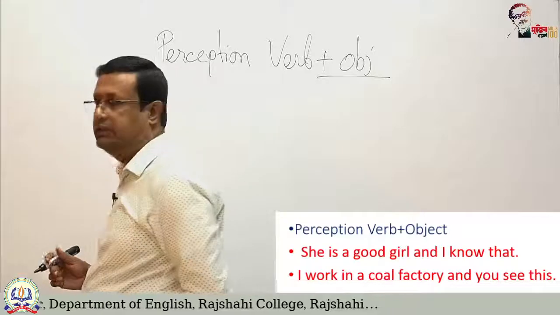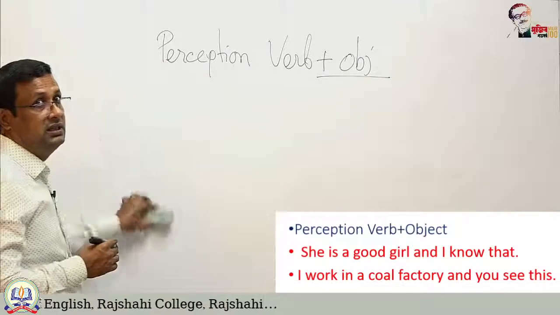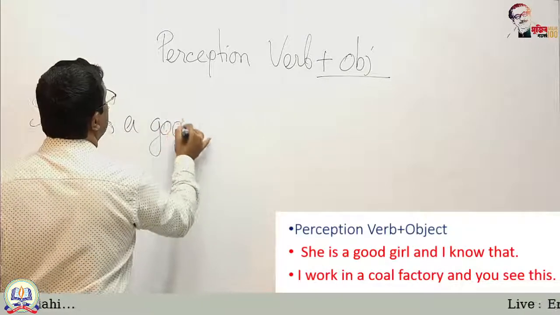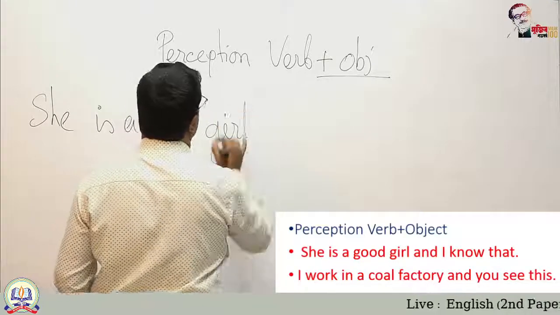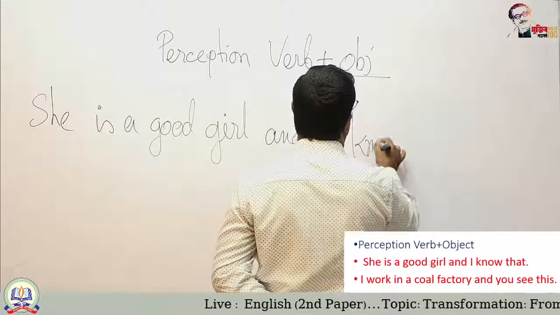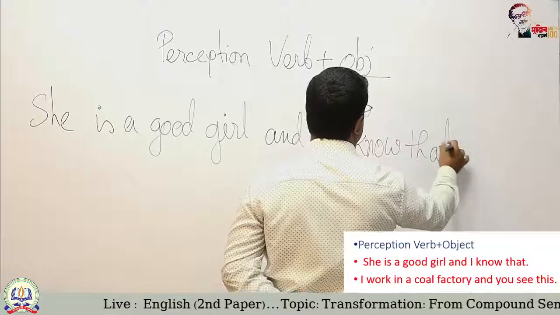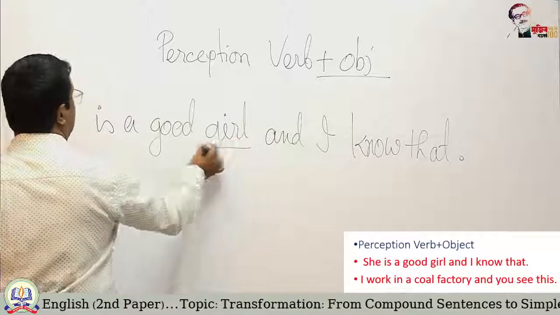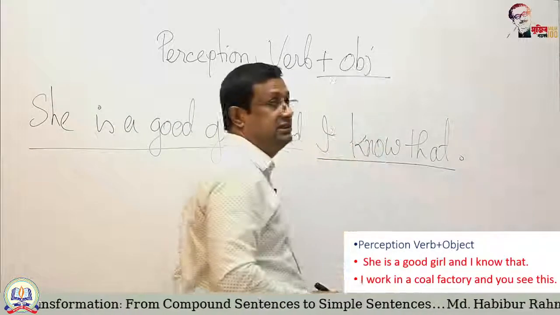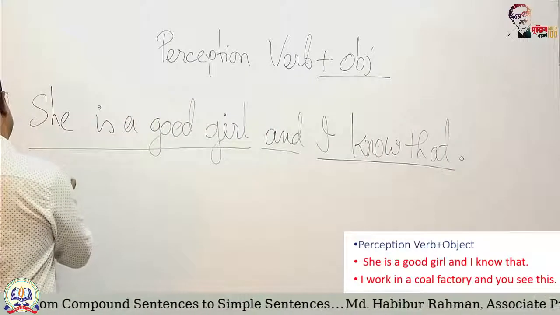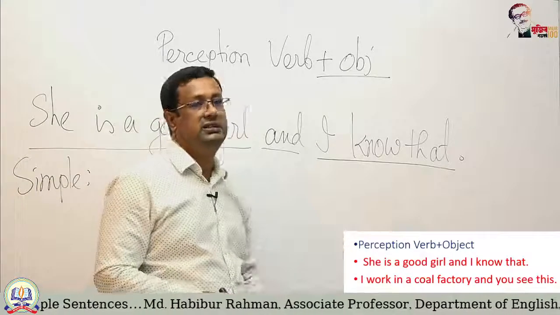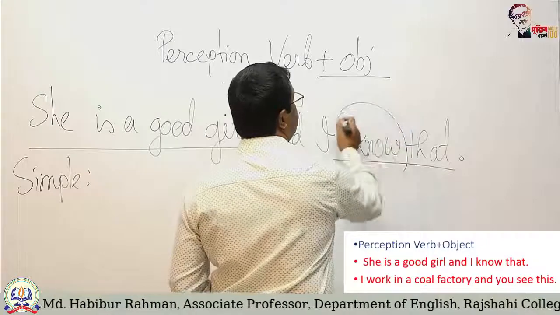Suppose there is a sentence: she is a good girl, and I know that. I am praising the girl, and I know that. There is a plain statement, she is a good girl. Thereafter the conjunction and, thereafter I know that. And I will change this into a simple sentence. Okay. Then what will I do? I see a perception verb here. I know that, I know this. So this know is a perception verb.